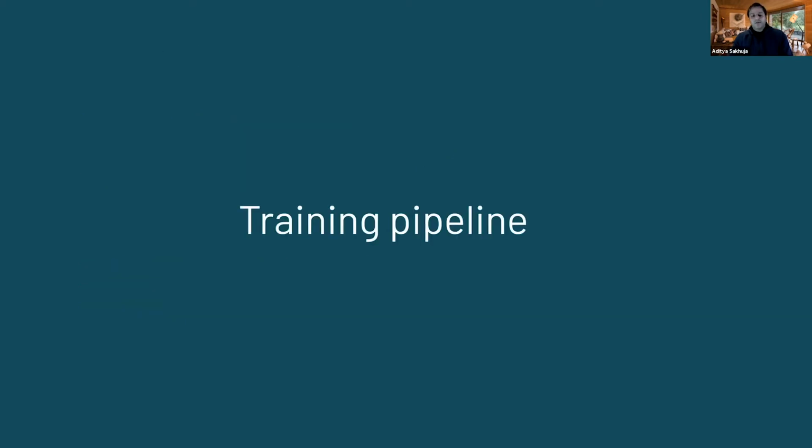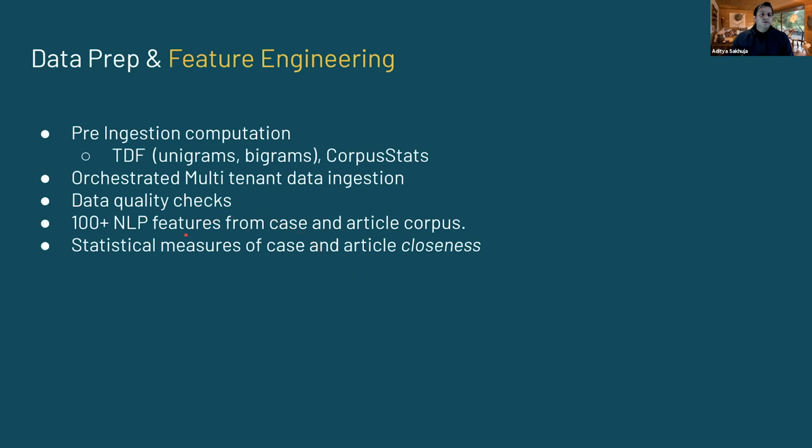Talking about the other side, right? We talked about the serving now, and let's quickly look at the training pipeline. In the training pipeline, the first part is the feature engineering, right? So feature engineering, data preparation comes under the same umbrella. And the first part of that also is the ingestion part. So we have to ingest the data into a place where the training and the feature engineering can happen.